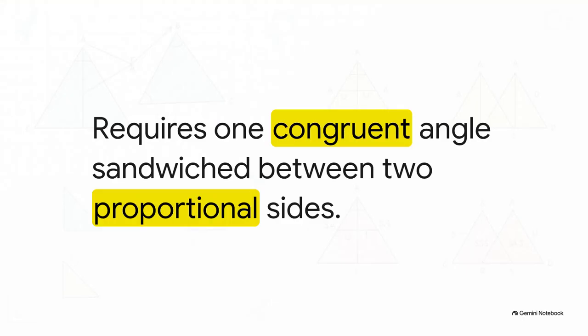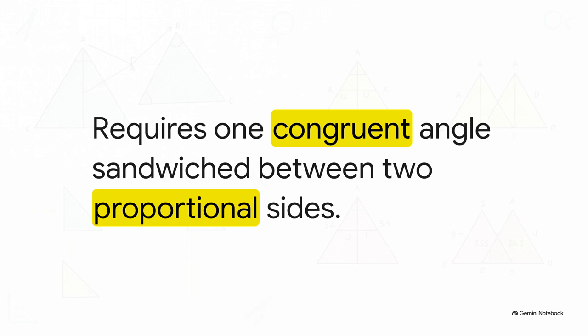And our final shortcut is side-angle-side, or SAS similarity. This one's kind of a mix of the first two. For SAS, you need one pair of congruent angles. But, and this is a big but, it can't just be any random angle. It has to be the included angle. That just means the angle is sandwiched right in between the two corresponding adjacent sides that you're checking for proportion.